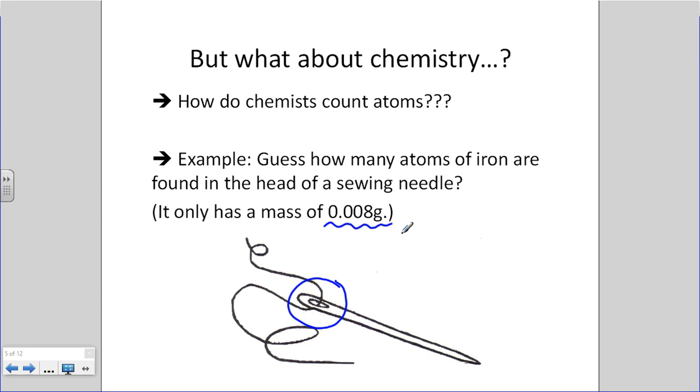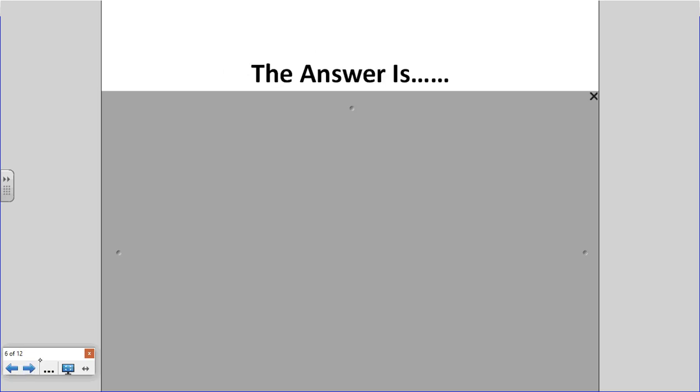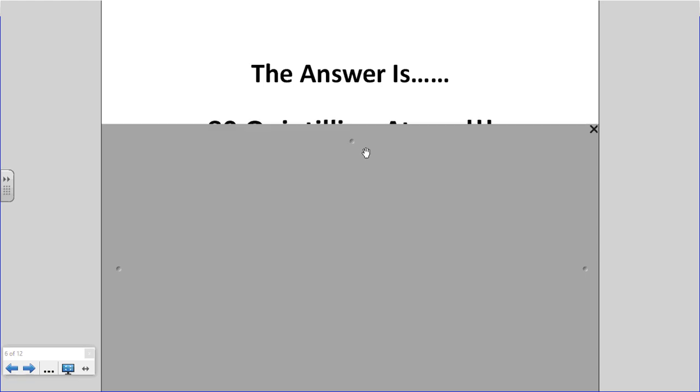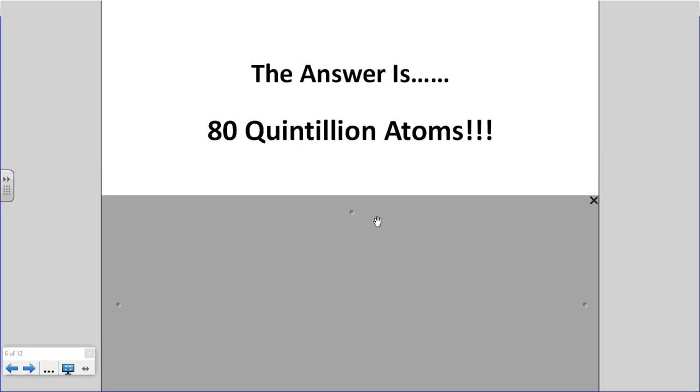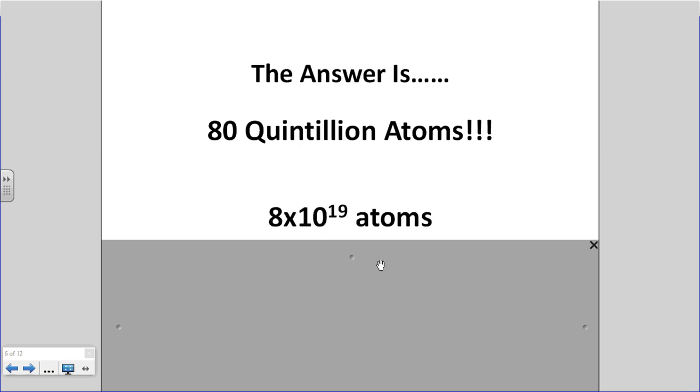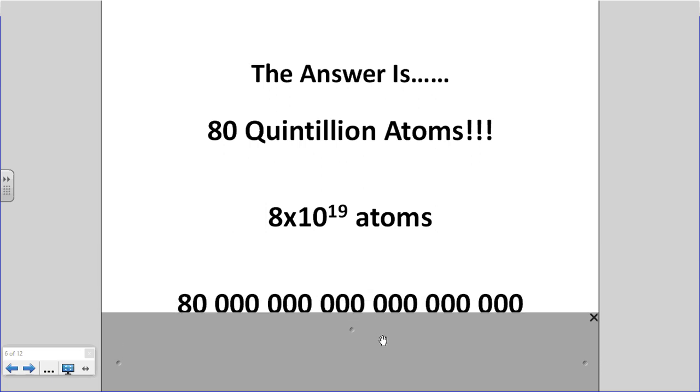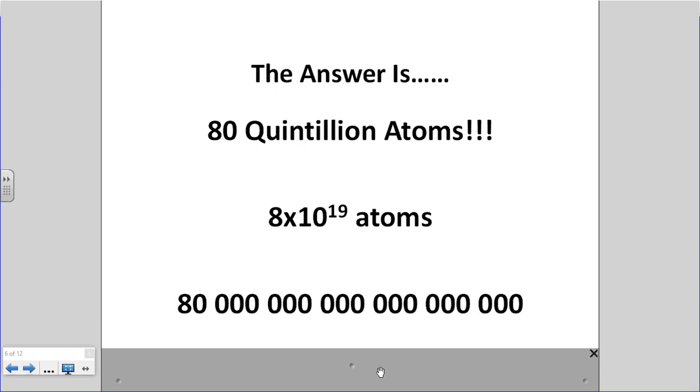Maybe make a couple of guesses. All right, let's check the answer. You probably haven't guessed it, but let's take a look. The answer is 80 quintillion atoms. If you don't know what a quintillion is, it's 8 times 10 to the 19, which when we write that out, the number looks like this. That's huge. It's probably a lot bigger than what you imagined or guessed.